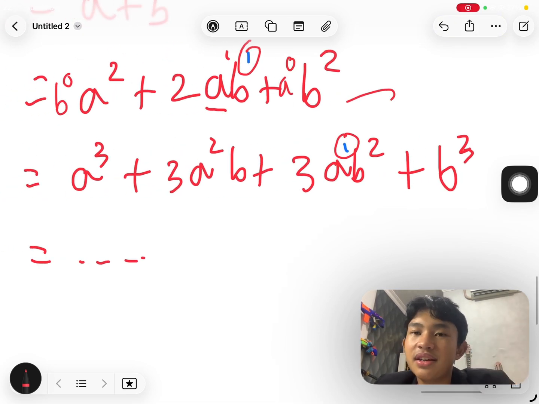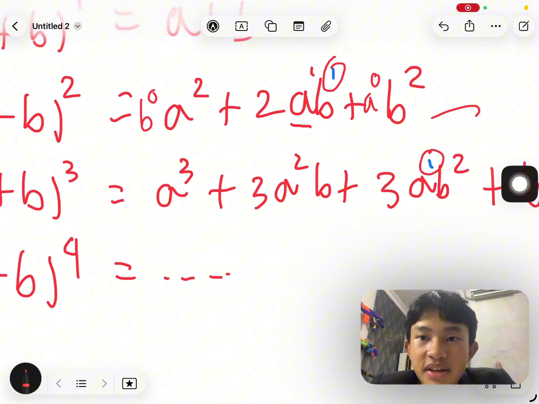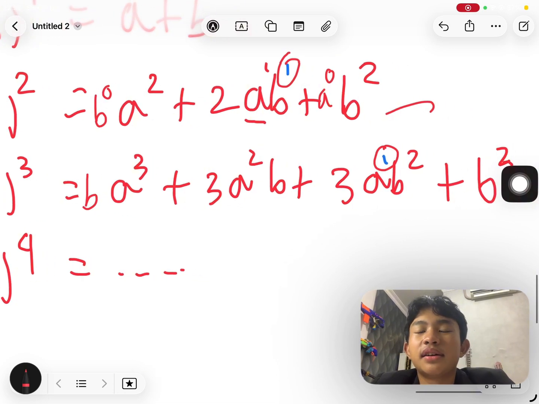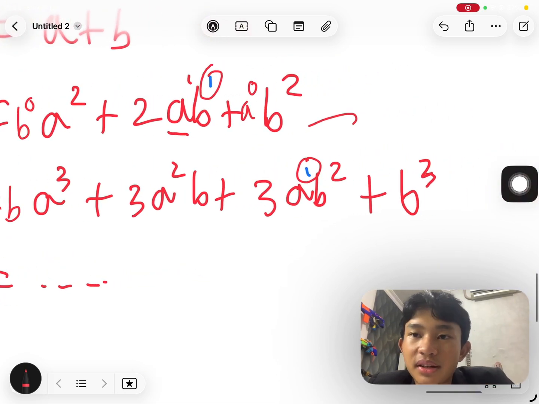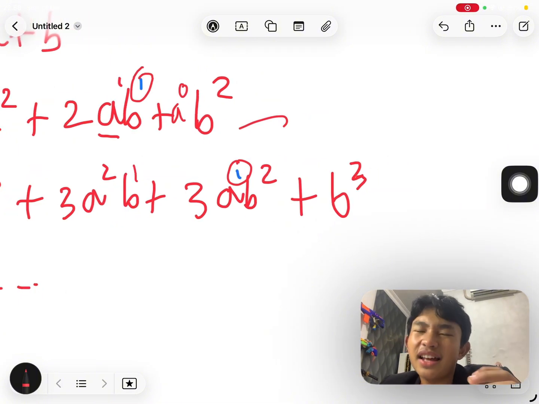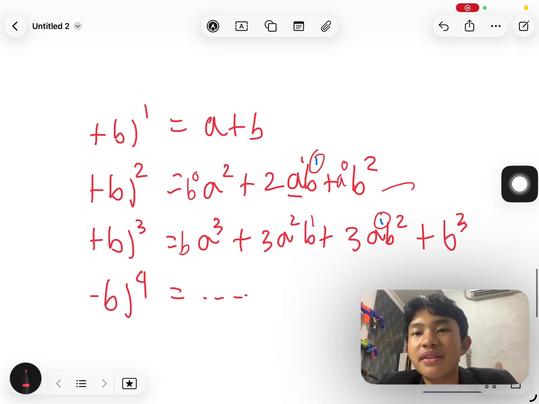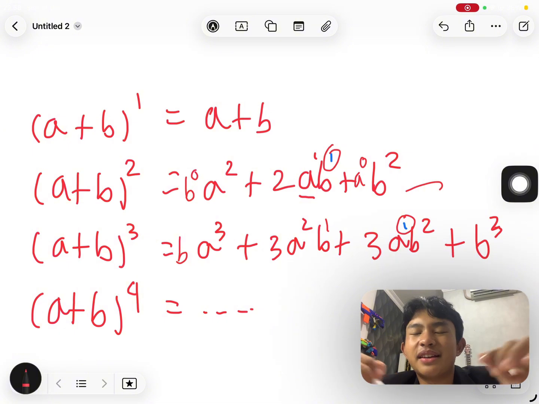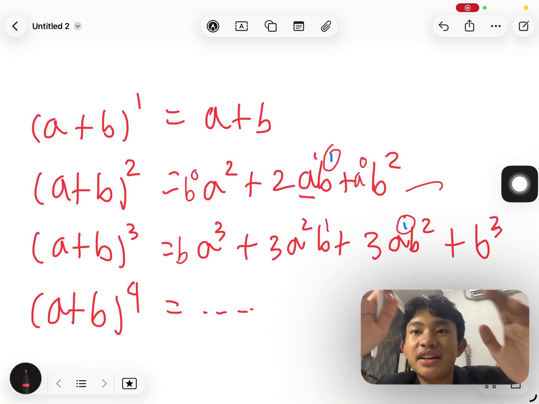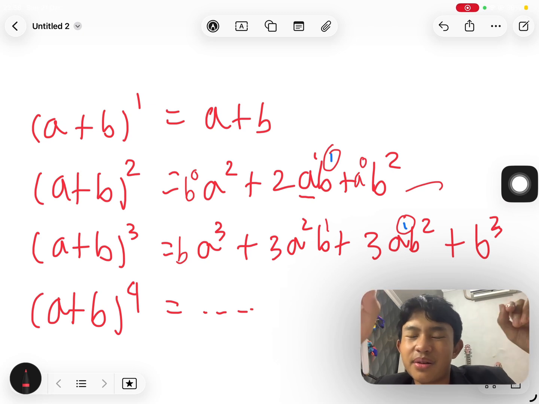And then on the b, it's also the same thing. On the first term, we start off with b to the power of 0. On the second term, b to the power of 1. Then on the third term, b to the power of 2. And on the last term, b to the power of 3. So the pattern is that for any a and any b, the exponent is increasing and decreasing until it reaches n and until it reaches 0.